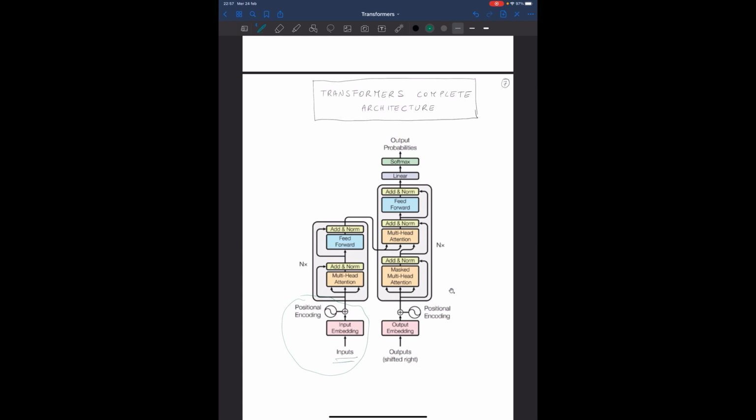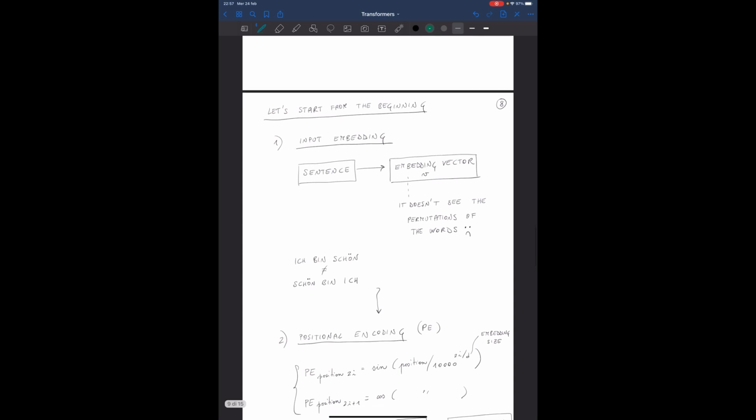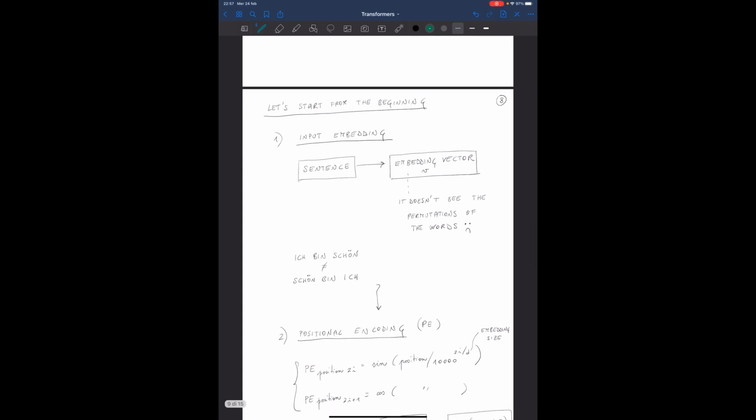So we start from the inputs, and we analyze the input embedding and positional embedding. As I said, we have our input, we do its embedding. Let's say that we have a sentence, and we have the embedding vector v. But that could be a problem if we just do that, because the embedding vector v does not depend on the order of the words inside our sentence. So it doesn't see the permutations of the words inside the sentence.